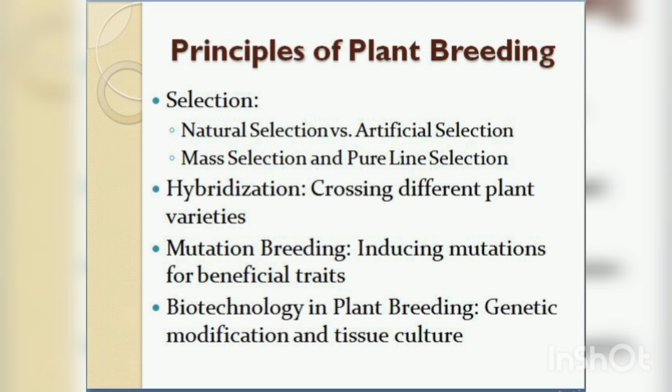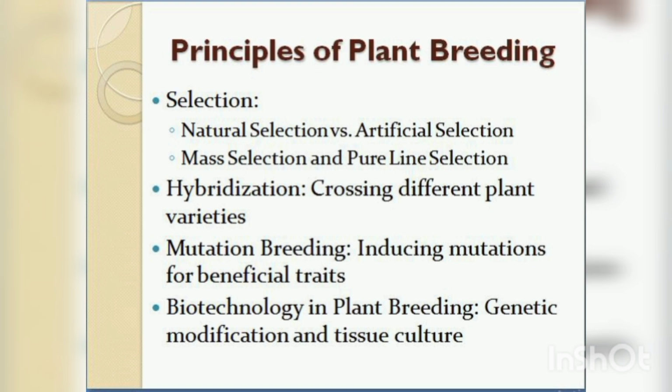Within artificial selection, there are different methods. Mass selection, where a large number of superior plants are selected and their seeds are used for the next generation. Pure line selection, where only the best-performing individual plant is selected and propagated.